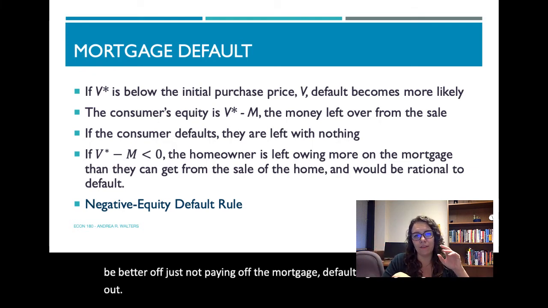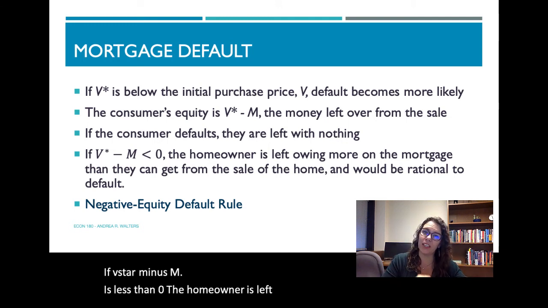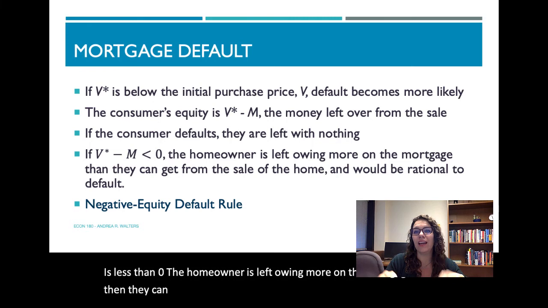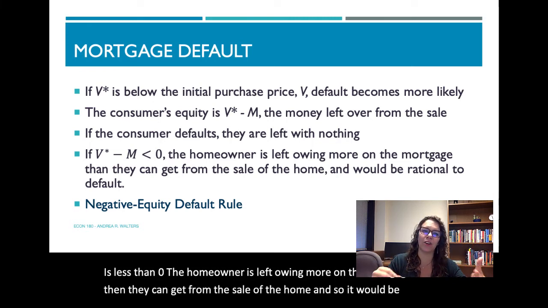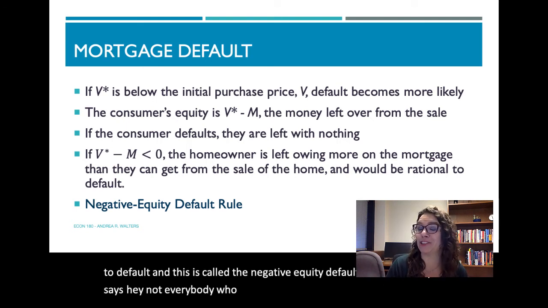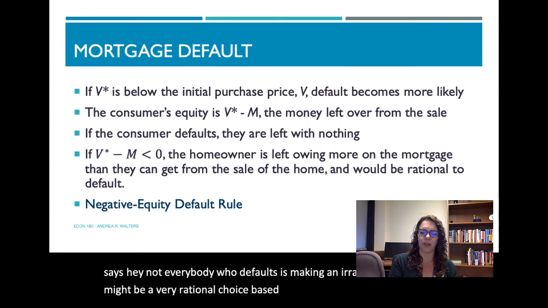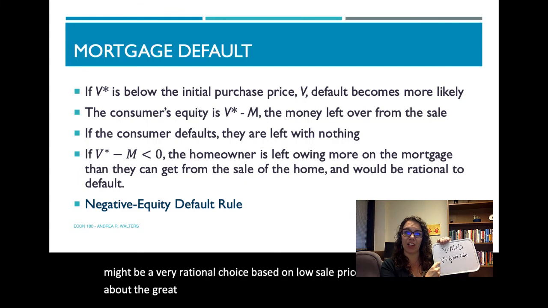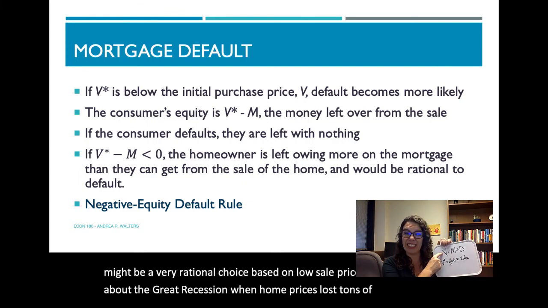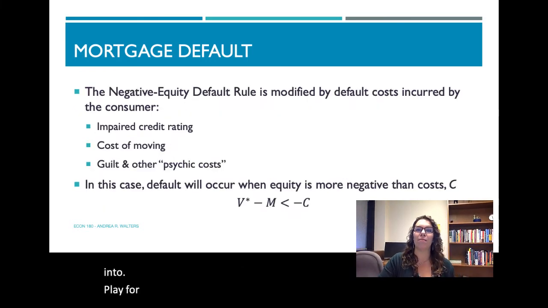So if V star minus M is less than 0, the homeowner is left owing more on the mortgage than they can get from the sale of the home, and so it would be rational to default. This is called the negative equity default rule. It basically says not everybody who defaults is making an irrational choice. It might be a very rational choice based on low sale prices. If we think about the Great Recession, when home prices lost tons of value after having really inflated values, that negative equity default rule came into play for some people, and they might have been rational to default.